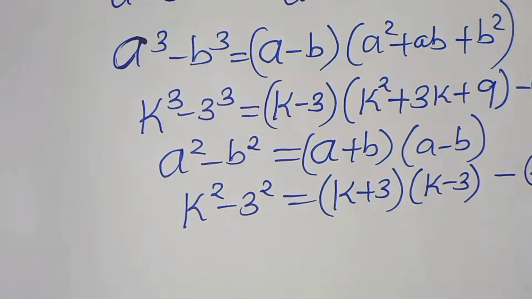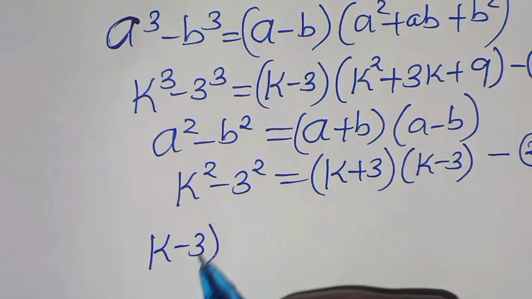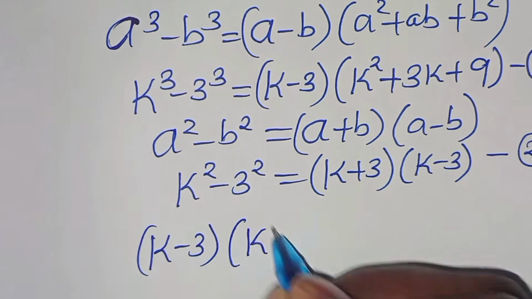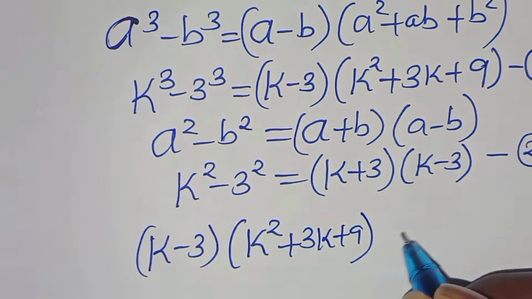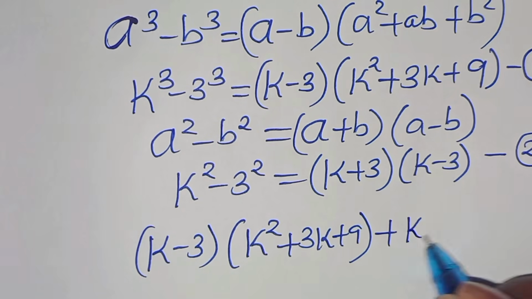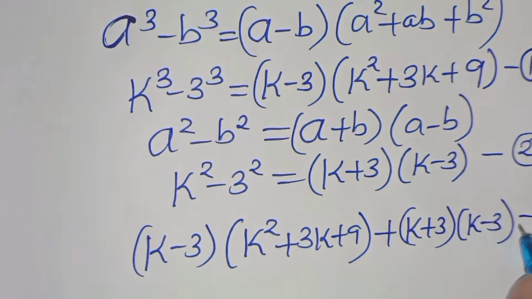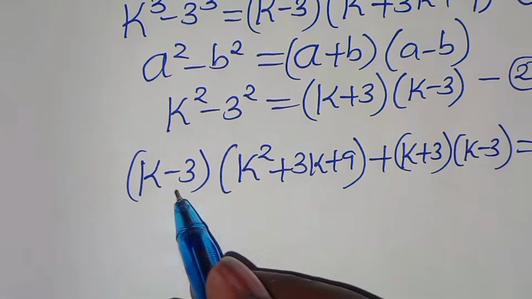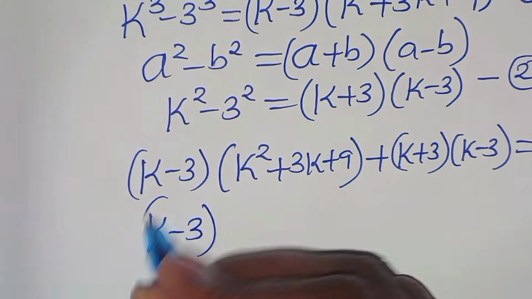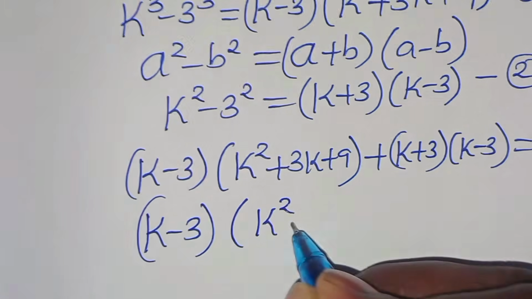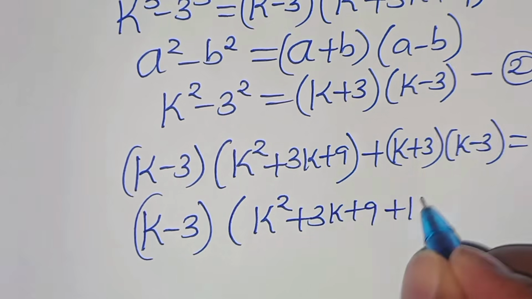Now let's combine the first part and the second part. So we have k minus 3, k to the power of 2 plus 3k plus 9, then plus k plus 3 multiplied by k minus 3. This is equal to 0. K minus 3 is common here. We factor out k subtract 3, so that now this is k squared plus 3k plus 9, then plus k plus 3.